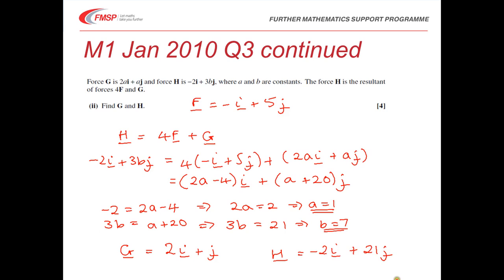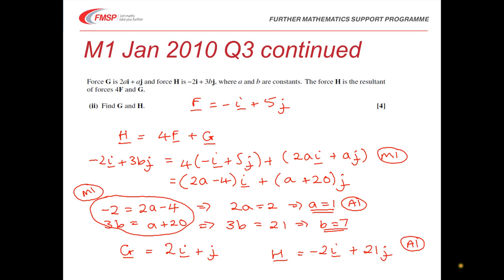So that's worth 4 marks in total. The first mark is for forming this equation of the resultants, that's a method mark. And then for getting down to at least one of these two equations here would get you a second method mark. Getting down as far as a is 1 gets you an accuracy mark, or indeed getting this force g, and then for getting it fully correct would get you the 4th mark there. So that's an 8 mark question in total on vectors.